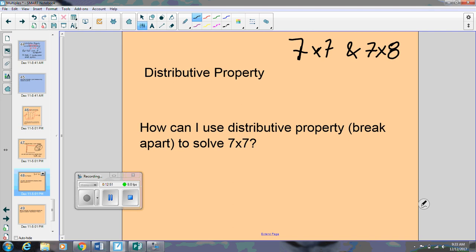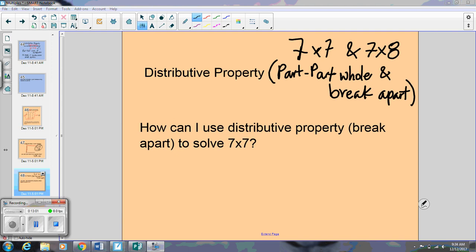So next to where you wrote distributive property, I want you to write part whole and break apart. Alright, so how can I use break apart, part whole, distributive property to solve 7 times 7? Not a trick question. We've been doing break apart for a while. How can I use break apart to solve 7 times 7?